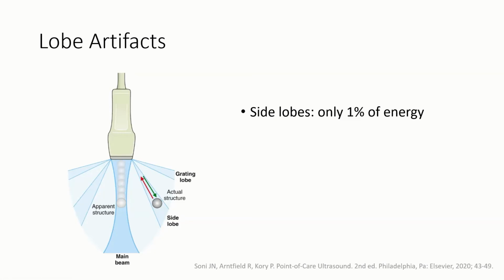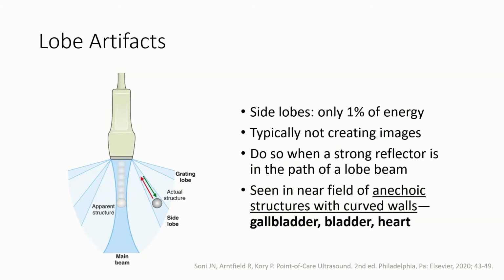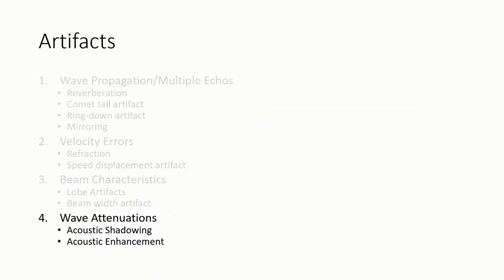Usually side lobes consist of only 1% of ultrasound energy, so typically they do not make any images. But they do when a strong reflector is in the path of the lobe beam and it is strong enough to make the image. Usually seen in the near field of anechoic structures with curved walls, such as a gallbladder, bladder, or heart.